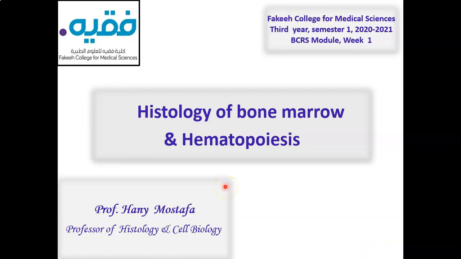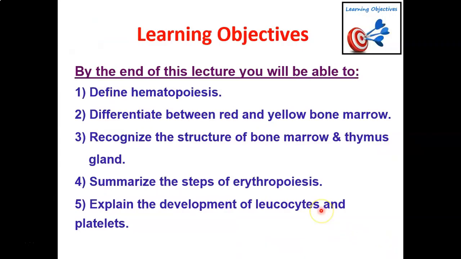Today we are going to deal with the first lecture of the histology of bone marrow and hematopoiesis. This lecture is one of two lectures. We will deal with the histology of lymphatic organs. Lymphatic organs as a whole are formed of two categories: primary lymphatic organs and secondary lymphatic organs. Today we are going to deal with the primary lymphatic organs.